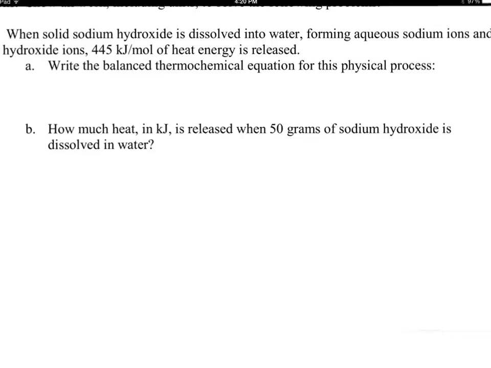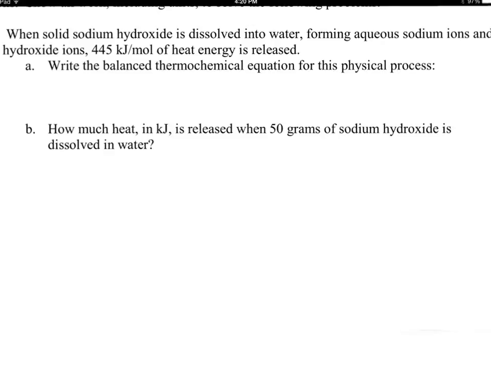Okay, so there are some questions for tomorrow's test on how to solve a problem like this, so I'll just quickly run through an example here. When solid sodium hydroxide is dissolved into water, forming aqueous sodium ions and hydroxide ions, 445 kilojoules per mole of heat energy is released. So, first question says, write a balanced thermochemical equation for this process.